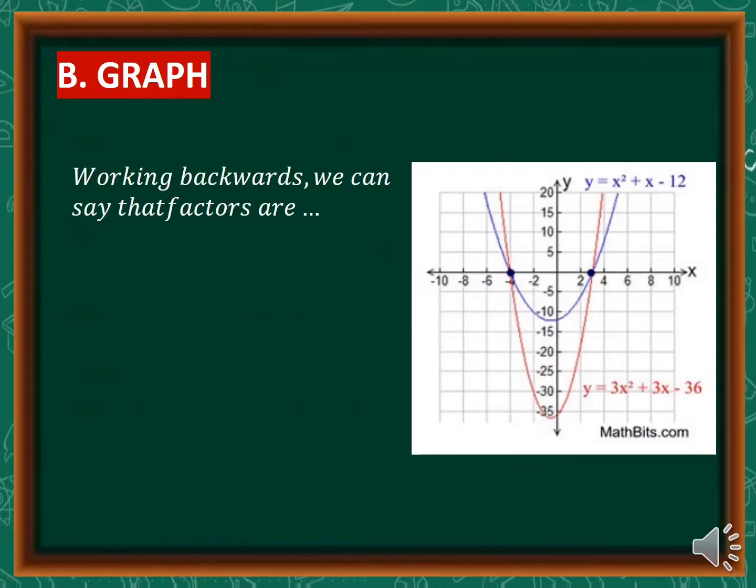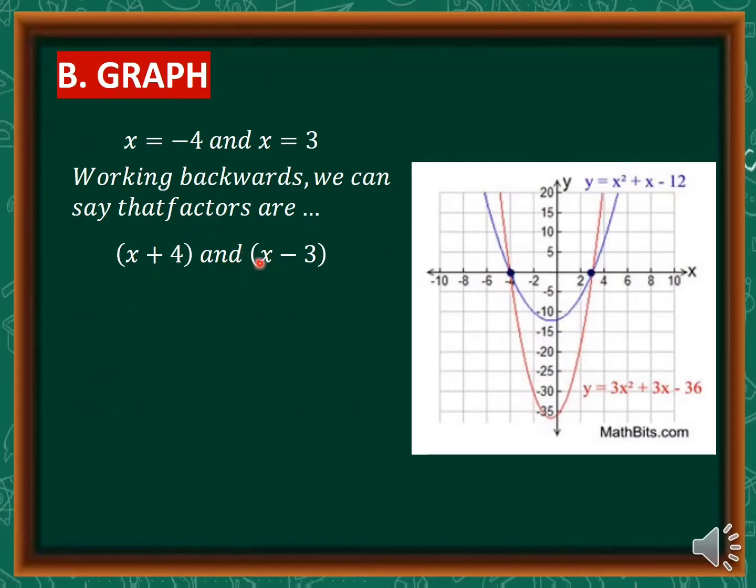Ganito ang gagawin natin. We have to work backwards. Working backwards, nakuha na natin na x-intercepts are negative 4 and positive 3, right? So, working backwards, we can say that the factors are x plus 4 and x minus 3. Paano po nangyari yan? Kapag in-equate natin sa 0, this will be x plus 4 is equal to 0. Kapag tinranspose natin si positive 4 to the other side, magiging x is equal to negative 4.